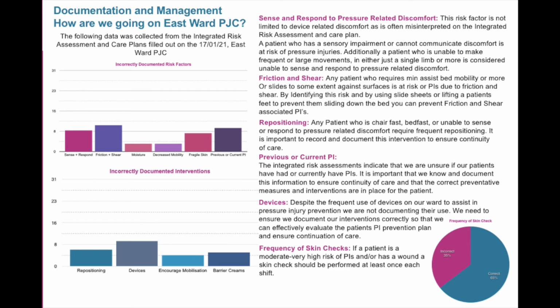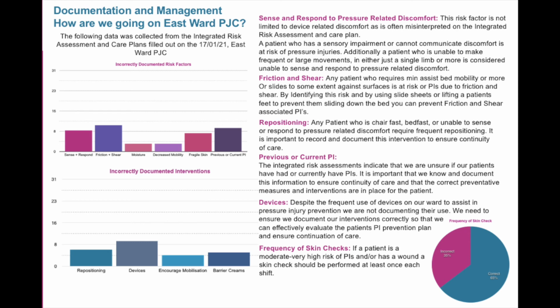10 out of 31 patients were incorrectly documented to be at risk of friction and shear. Any patient who requires min-assist bed mobility or more, or slides to some extent against surfaces, is deemed at risk of pressure injuries due to friction or shear. By identifying this risk and by using slide sheets or lifting a patient's feet to prevent them from sliding down the bed, you can prevent friction and shear associated pressure injuries.